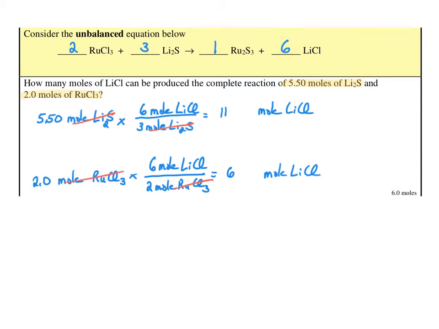We're left with units of moles of lithium chloride. We'll look at our 2 answers. We're going to choose the smaller of the 2 answers to be our max product. Now we know that ruthenium chloride is our limiting reagent. The limiting reagent is a reagent that leads to the max product. Our other reagent is the excess reagent.